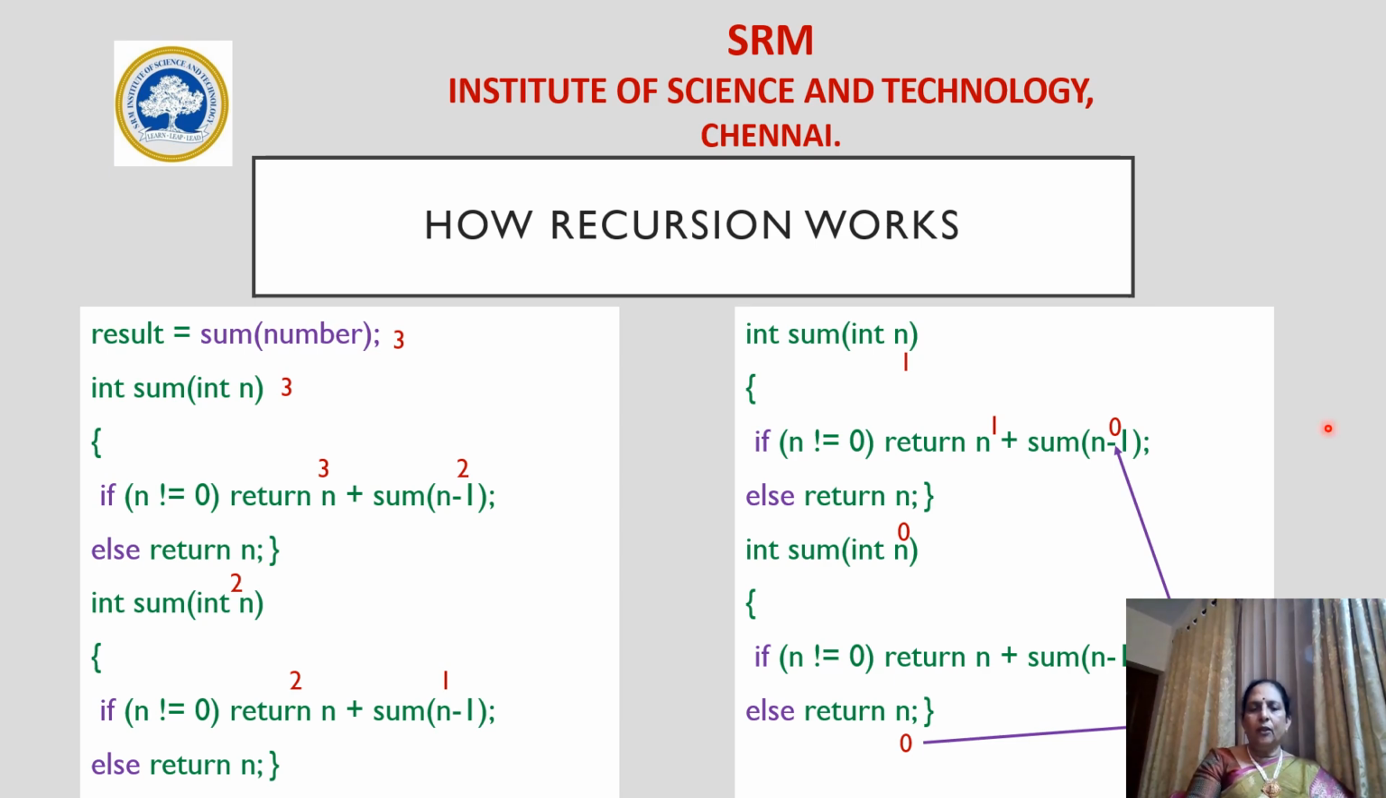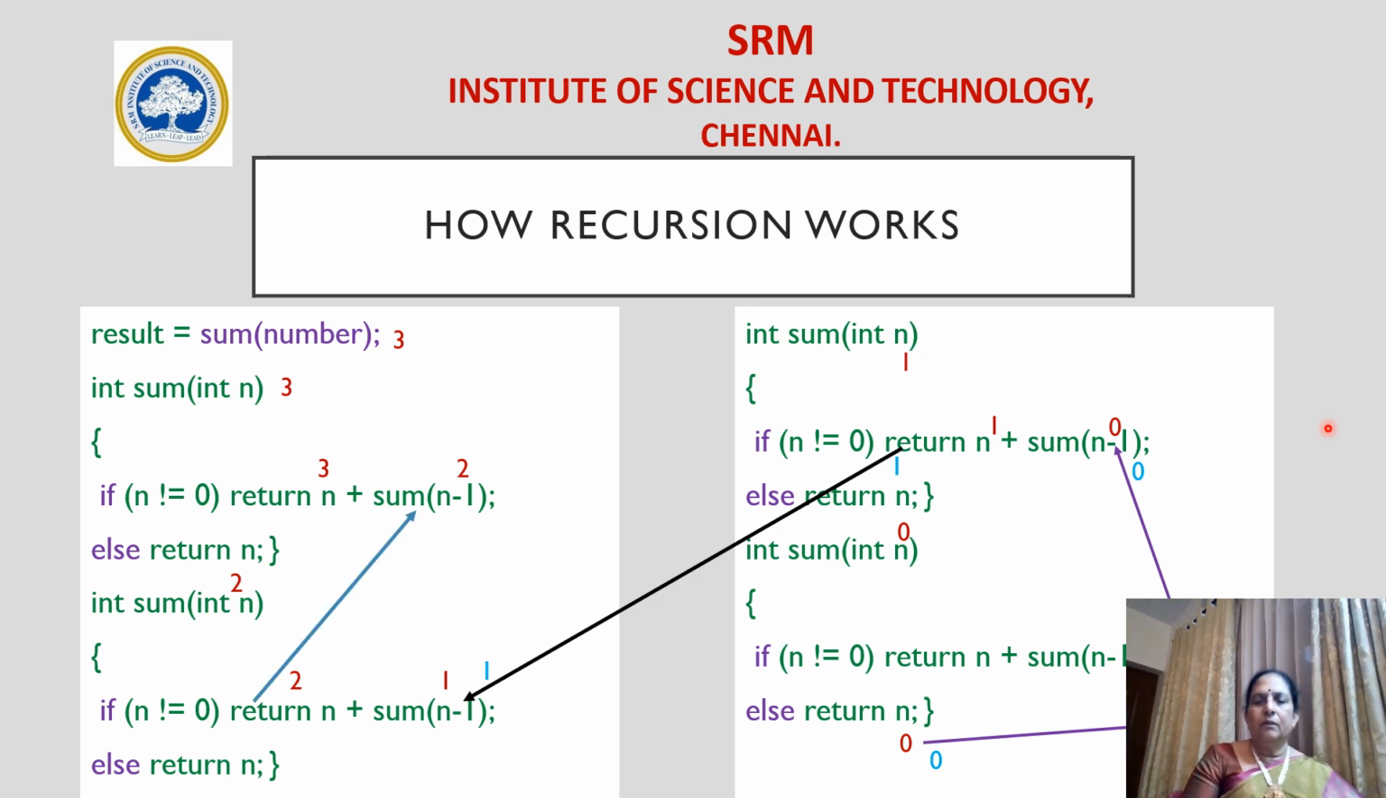Now it would return to the previous version. So 1 plus 0 will get returned here, so we would get a value of 1 there. When we have this 1, we get 2 plus 1, which is 3. So 3 will get returned here. Now 3 plus 3, you would get the answer as 6. So it would be assigned to result.